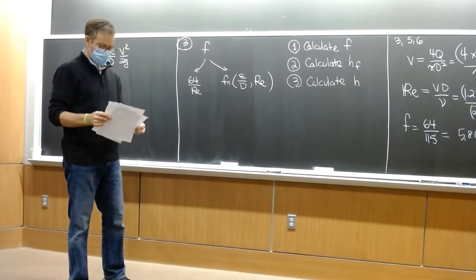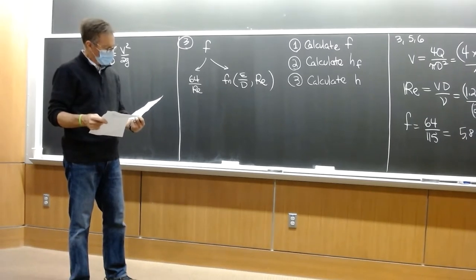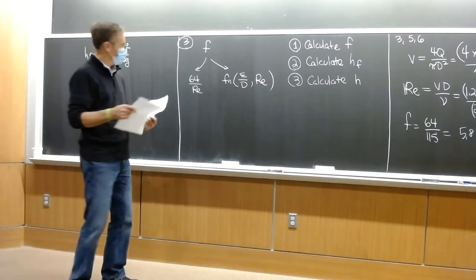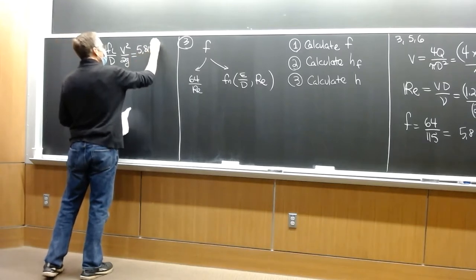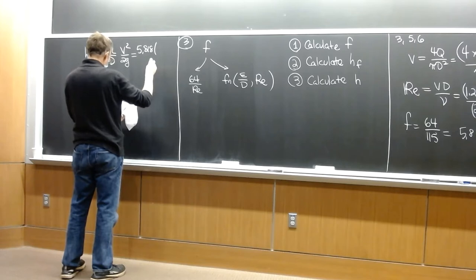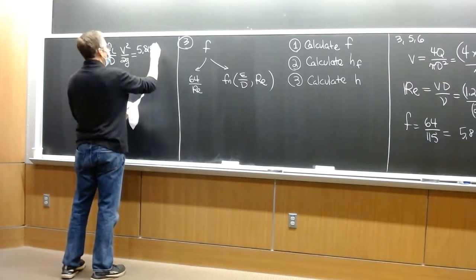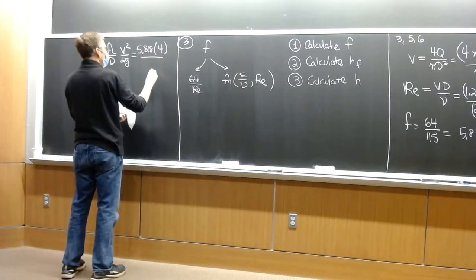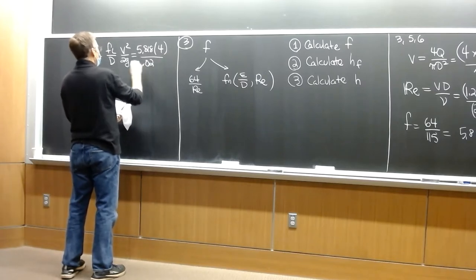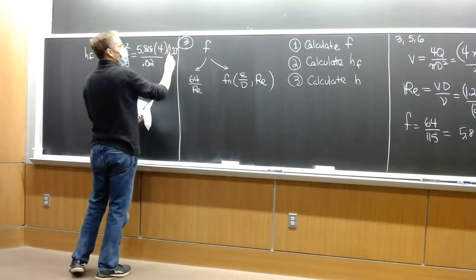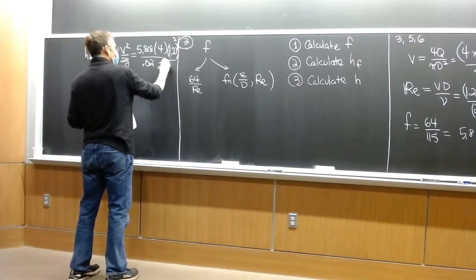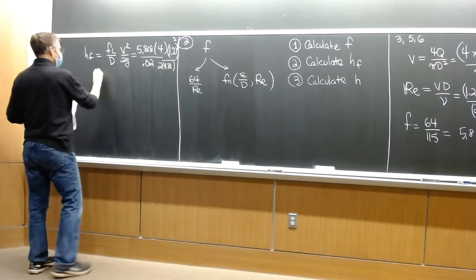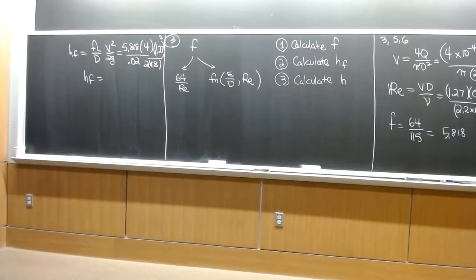And I suppose that what the, okay, it does give us 4 meters between that, yeah. So I would do 5.818 times 4 meters over 0.02. Right, that's 1.27 squared is the velocity, 2 times 9.8. I calculate the head loss due to friction from there, and then I use, go ahead.